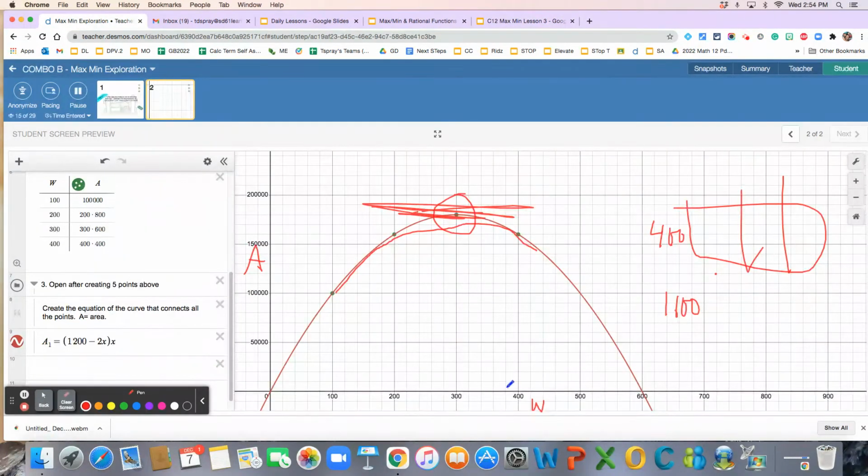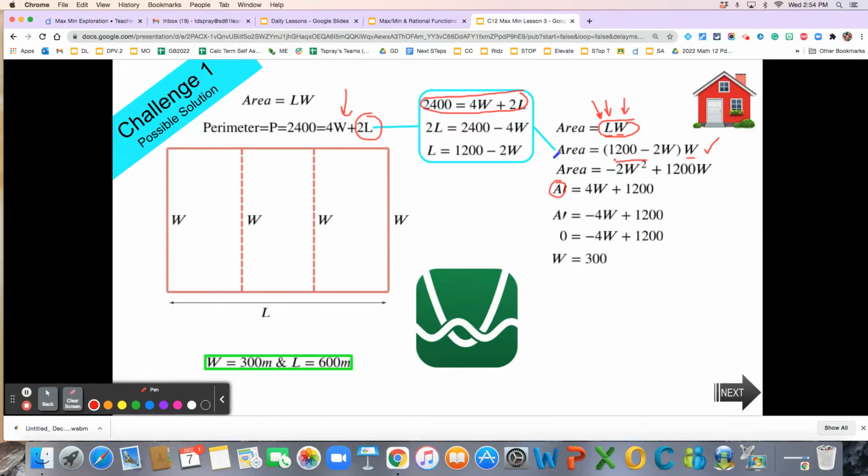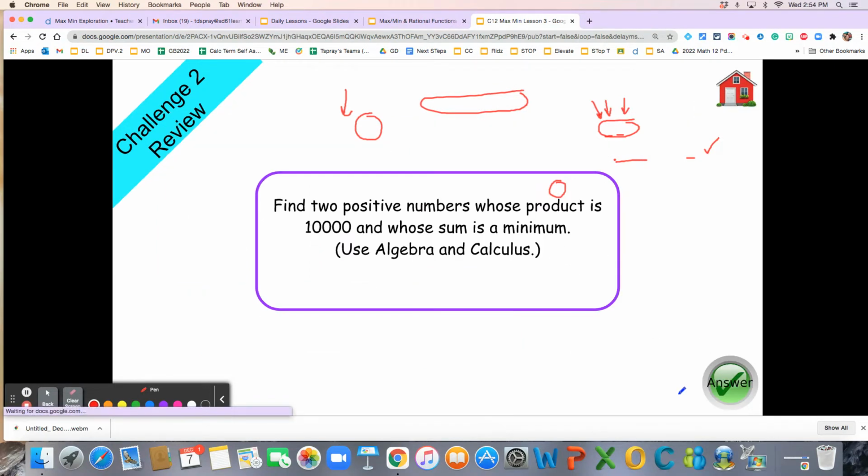And when we look at our experiment, we had the 300, and the height was at 180,000, which was the highest piece there. Okay, so that's obviously a really tricky problem, and I trust that you can solve that on your own. Okay, what I'd like you to do right now is pause the video and try this question on your own.